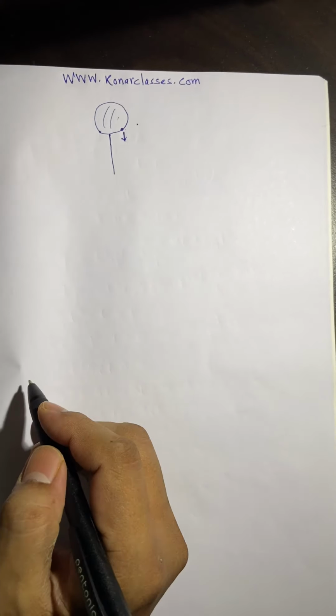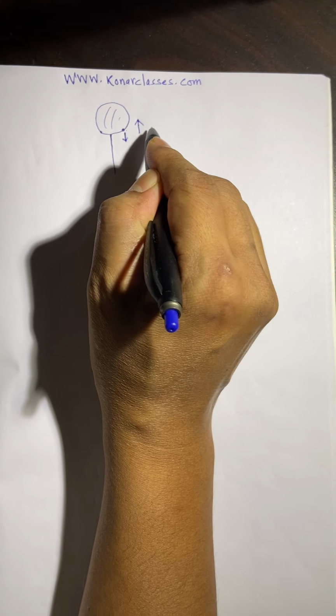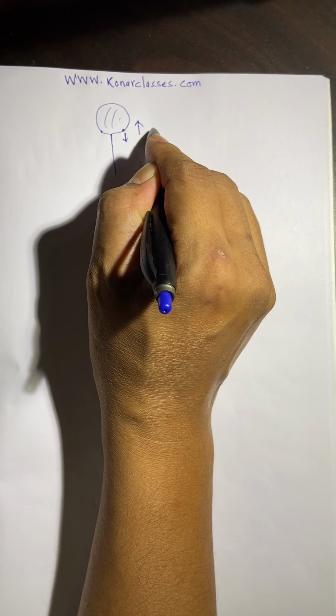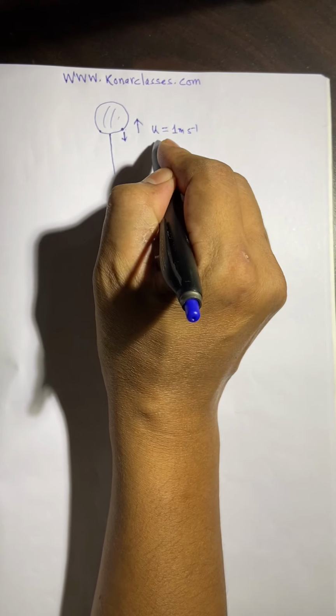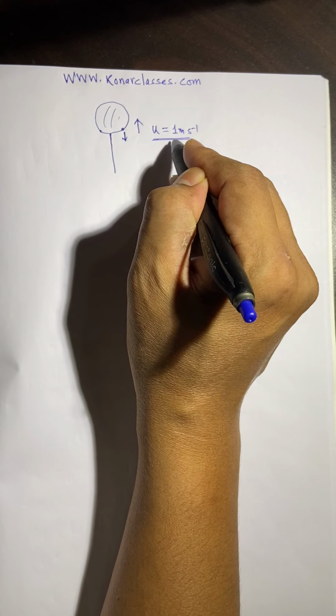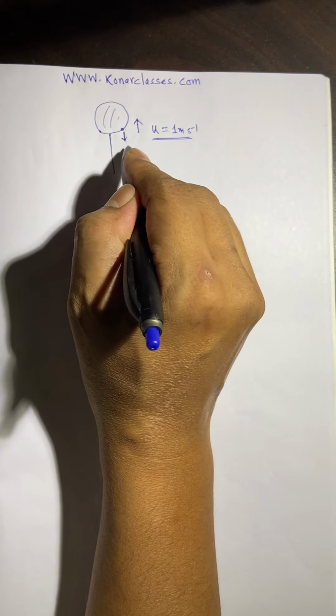Here in this particular problem, let's first put what is given. The balloon is going with constant velocity, let's say u equal to 1 meter per second, in the upward direction with uniform velocity. And after 4 seconds, let us consider this is the height h covered by that balloon, so t equal to 4 seconds.